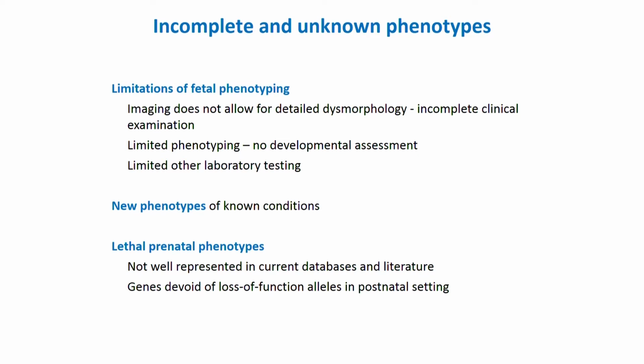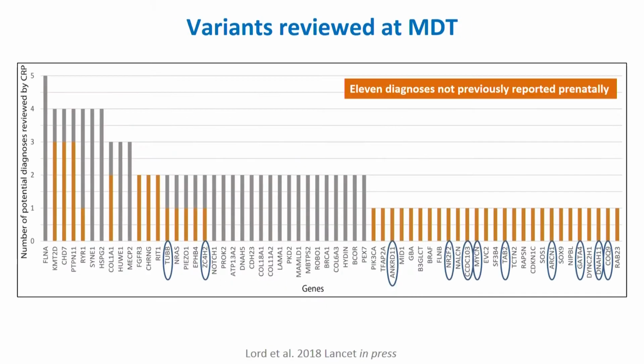So as I've just shown you, we can identify new phenotypes of known conditions. And then there's the lethal prenatal phenotypes, which are not really well known postnatally because they are lethal. And we haven't seen that many of them. And they're not represented in the current databases in the literature. So there's a lot of ifs and buts here that we need to resolve.